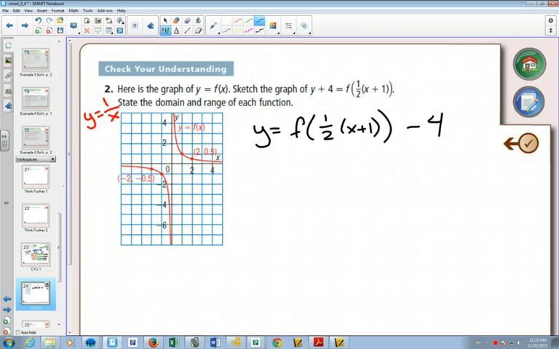The first thing we run into is the half. What will that be? Vertical or horizontal? Horizontal. Translation or stretch or compression? Stretch. Horizontal stretch, because you would multiply x by 2. Next thing we run into is the plus 1. Still inside the function. That'll be a horizontal translation. It'll move it 1 to the left. And notice it's already factored.